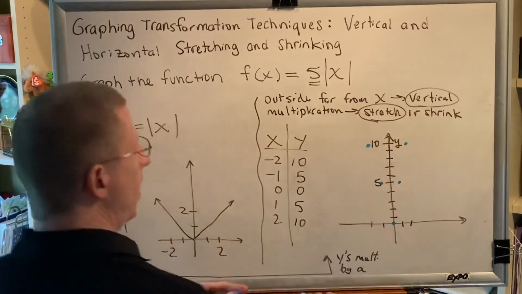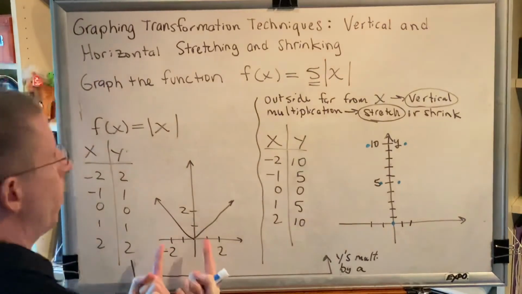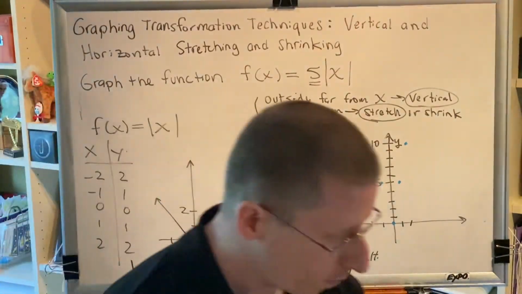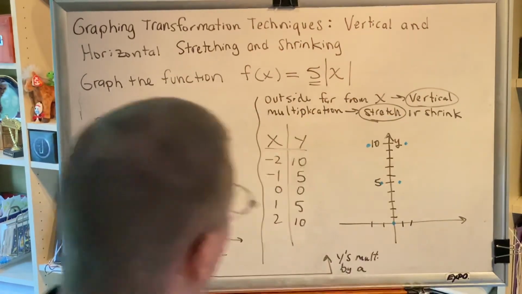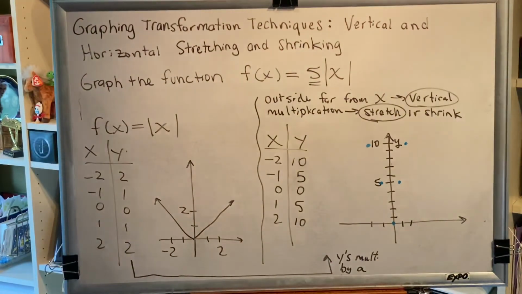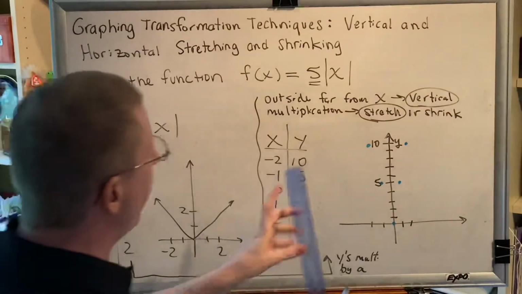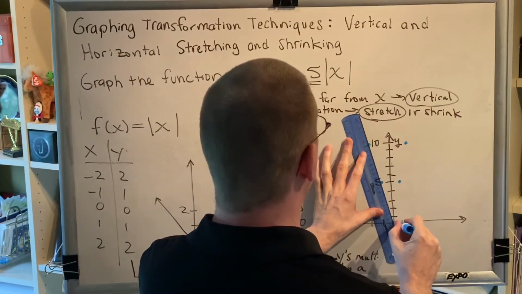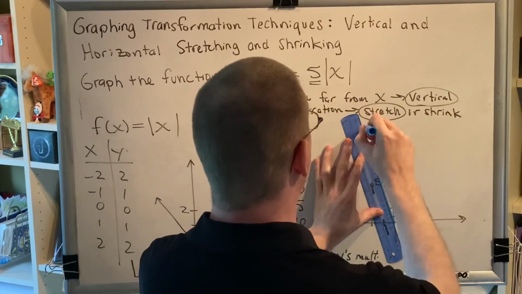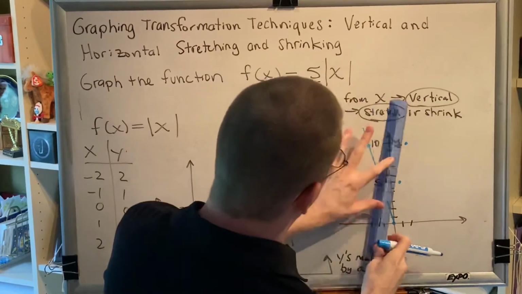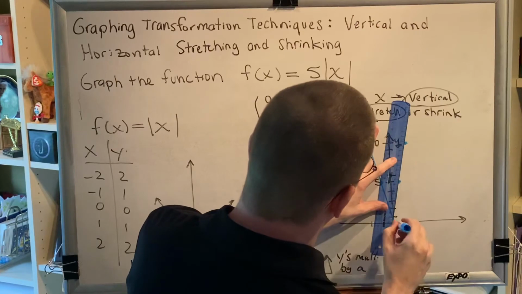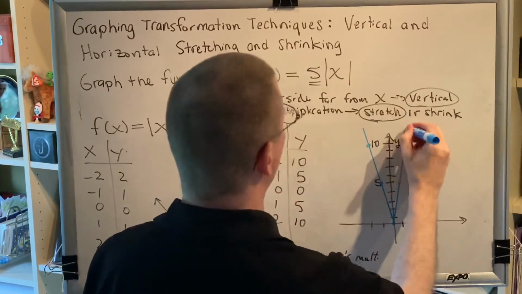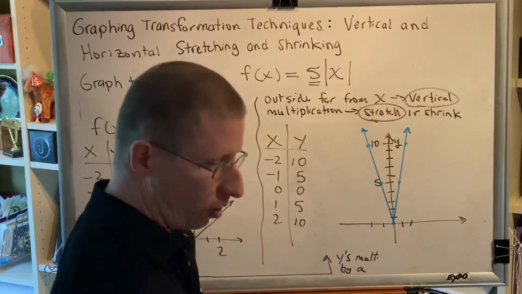Notice that this is the same shape as absolute value. It's just that all of the points have moved up away from the x-axis. It's still a pair of rays, and for that reason we must use a straight edge. Lines, line segments, and rays must be drawn using a straight edge. So I get out my straight edge and I graph my rays through these points, and this helps me create my final graph, my final picture.